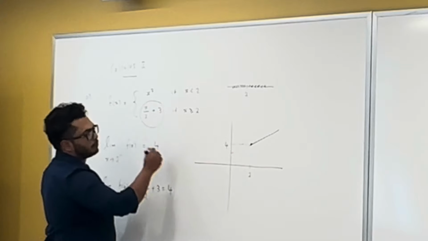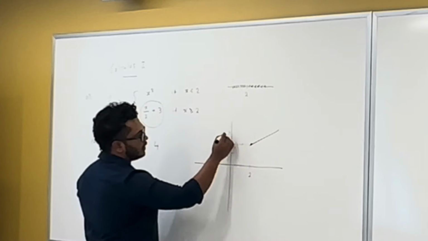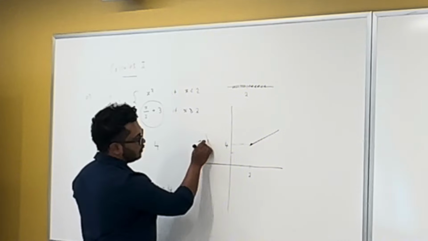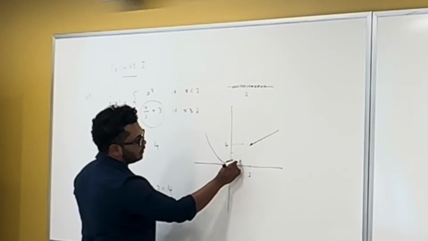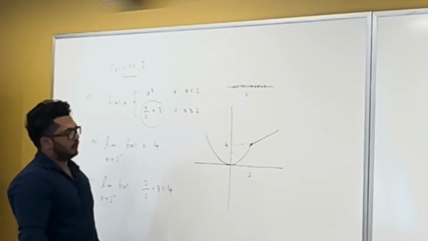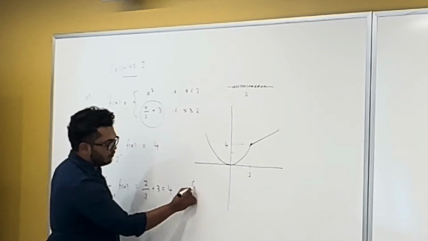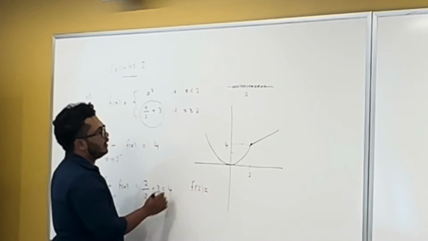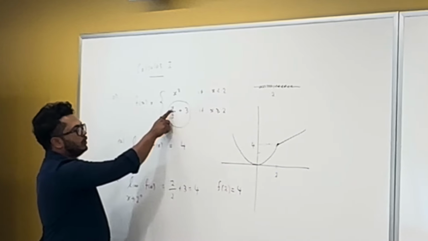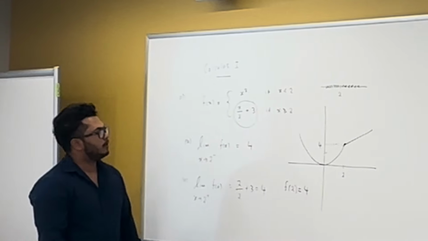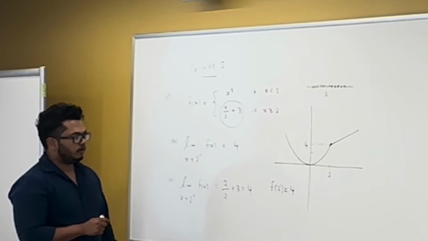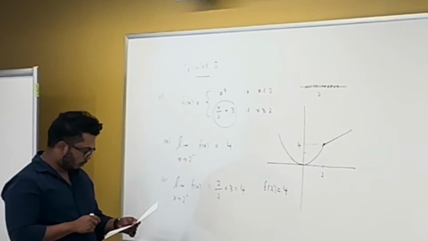Less than 2, it's a parabola. The parabola starts at 0 and goes like this. If the question asks f of 2, actually it's 4 as well, because you can plug 2 here and get 4 there. The left and right limit is 4, and the function value is also 4.